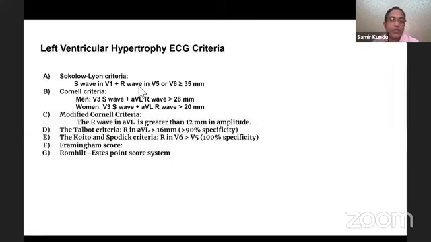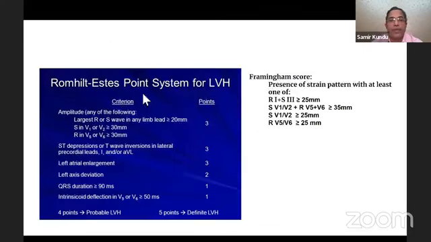The Koito and Spodick criteria: normally the R wave is larger in V5 than in V6, but in case of reversal, when the R wave in V6 is larger than in V5, it is highly specific for left ventricular hypertrophy. Then there are the Framingham score and the Romhilt-Estes point score system. The Romhilt-Estes point score system for LVH has 13 points, and 5 or more points is suggestive of left ventricular hypertrophy.